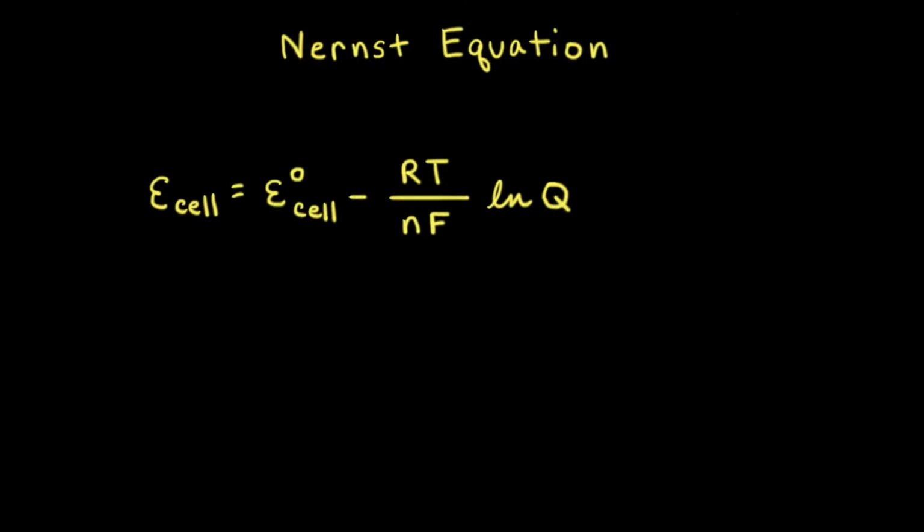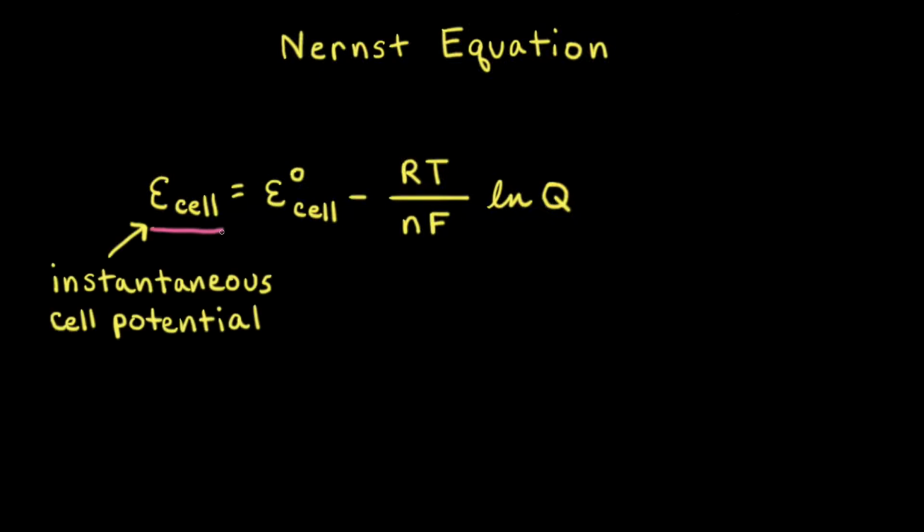We already know how to calculate cell potential when the reactants and products are in their standard states. However, what if that's not the case? We can find cell potential when reactants and products are not in their standard states by using the Nernst equation, which is shown here. And we're going to call that cell potential the instantaneous cell potential.